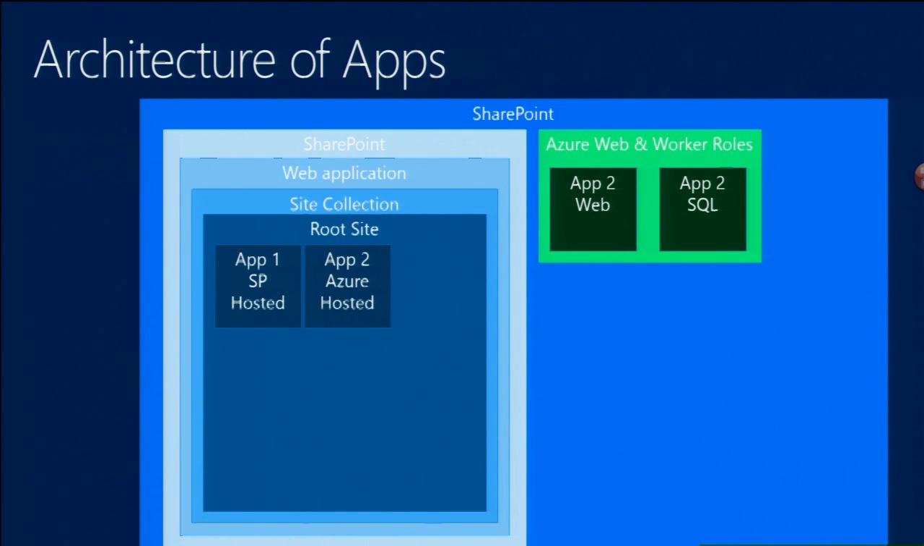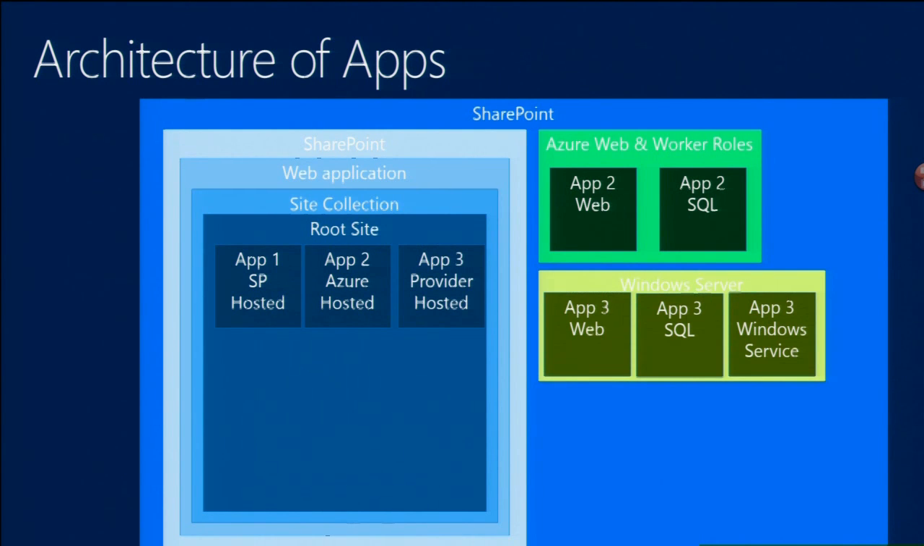So it will automatically push out another web role and a SQL role, and that web role, the app 2 web, that could be anything, PHP, it could be Ruby, whatever you want it to be. And then the third one, which is the one we use for all of our applications, is the provider-hosted model.